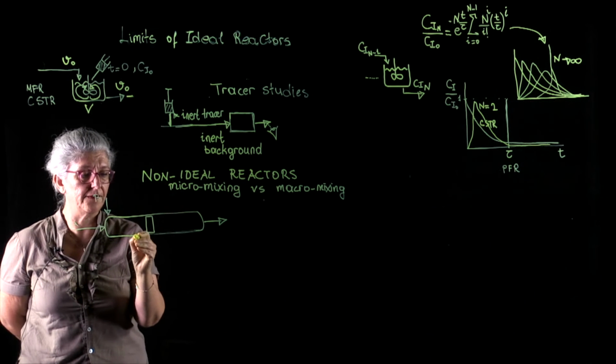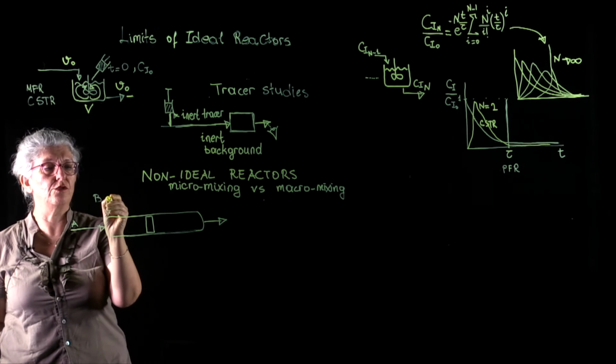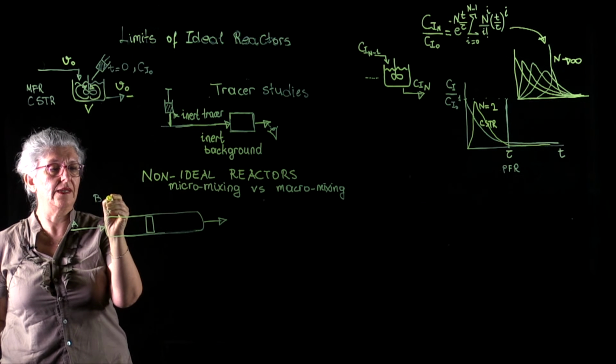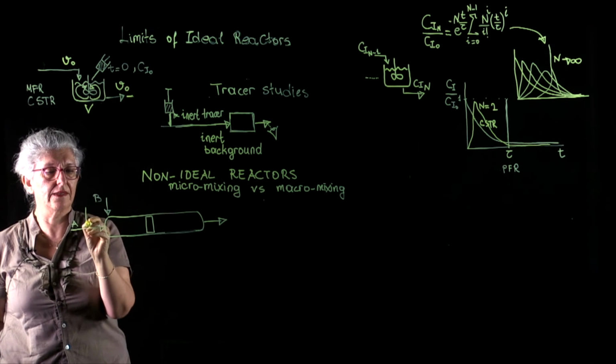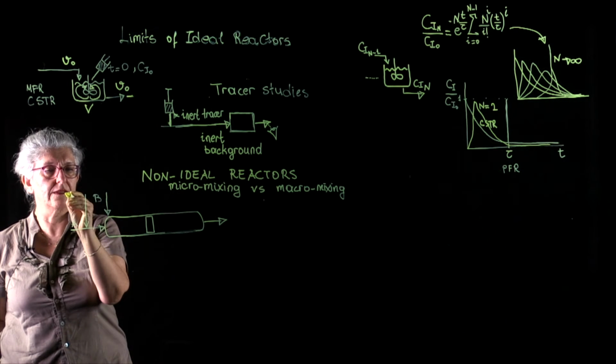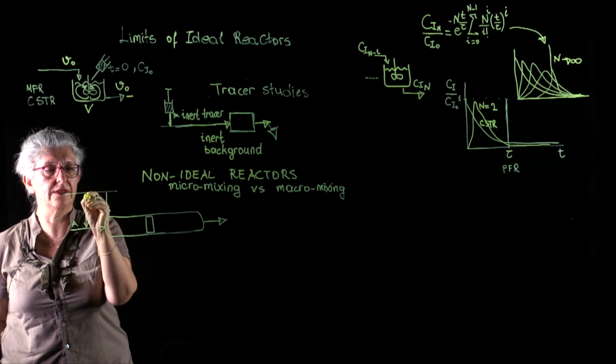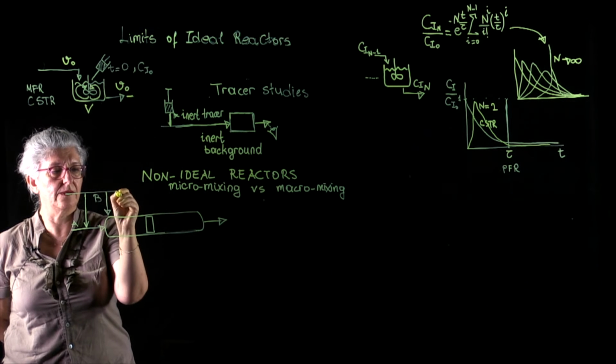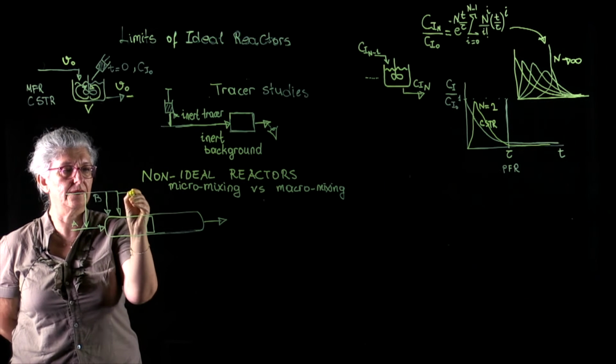But what if we introduce B in small segments, little by little? What happens?